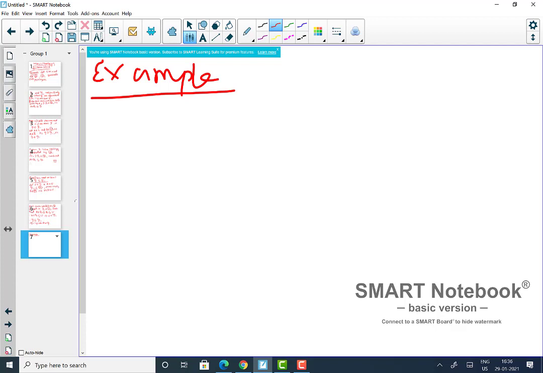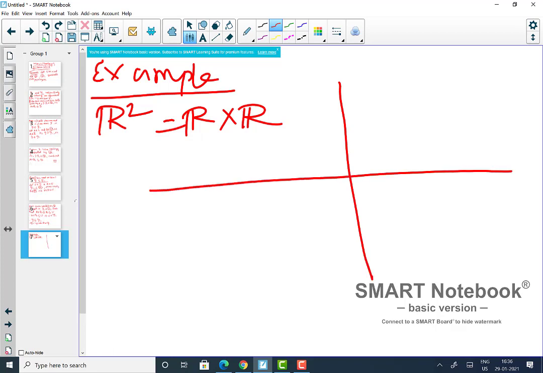So for example, let me discuss R2, which is R cross R. I see there is something called product topology, but I am not defining that here. I am just taking this as my plane. R2 is my plane, and here I want to define a topology on that plane.